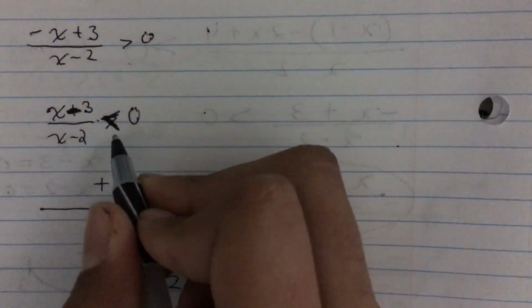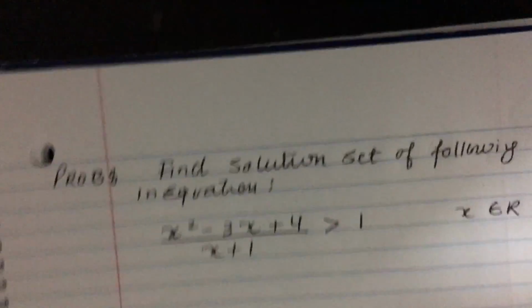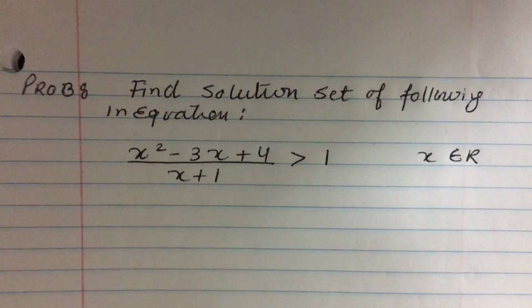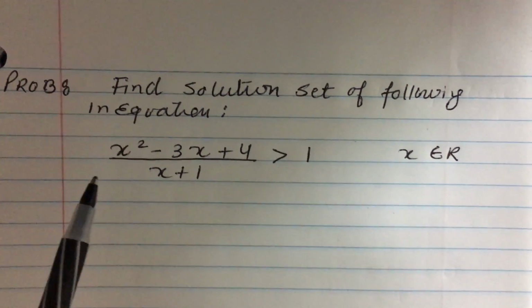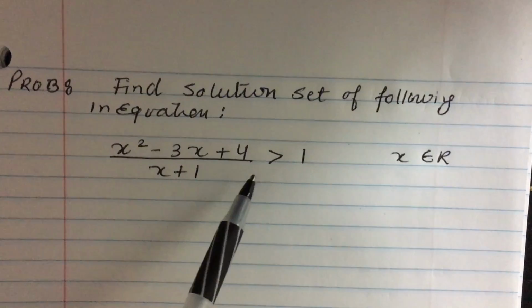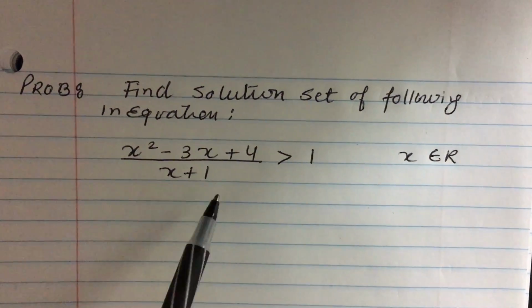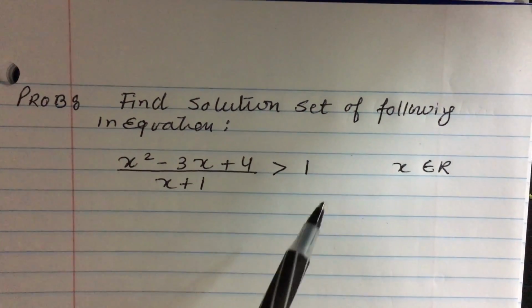And if it was less than or equal to, I would write it in a different way, which I'll show you next. So let's move on to our next problem, which is to find the solution set of the following inequation: x squared minus 3x plus 4 divided by x plus 1 is greater than 1.